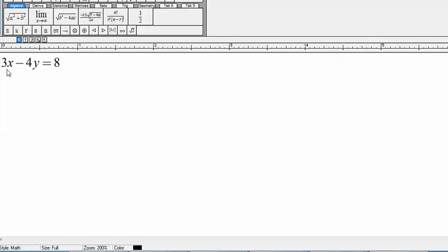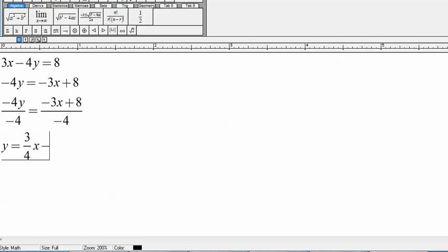So if we have 3x minus 4y equals 8, we'll start by subtracting 3x from both sides. That will give us negative 4y equals negative 3x plus 8. Then we're going to divide both sides by the coefficient of y, which is negative 4. And so we'll have y equals 3/4 x minus 2. So here we have the slope-intercept form.